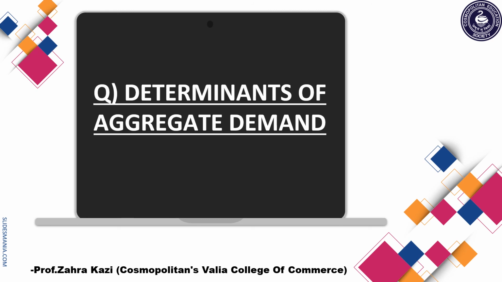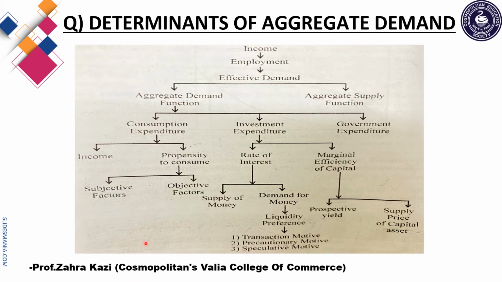The next question is on determinants of aggregate demand. This chart here shows the summary of Keynes' theory of employment. It shows the determinants of aggregate demand. Determinants means the factors that affect the aggregate demand. The very first at the top of this chart shows the income. That is, the total income depends on employment, and this employment is determined by the effective demand, which is the point of equilibrium. This effective demand is determined by the intersection of aggregate demand function and aggregate supply function.